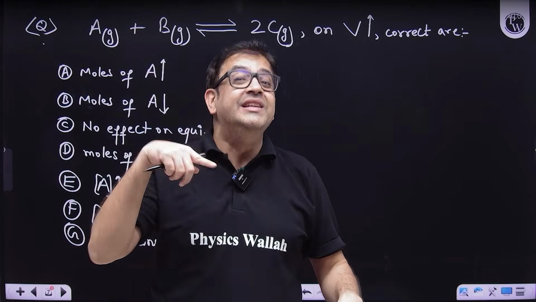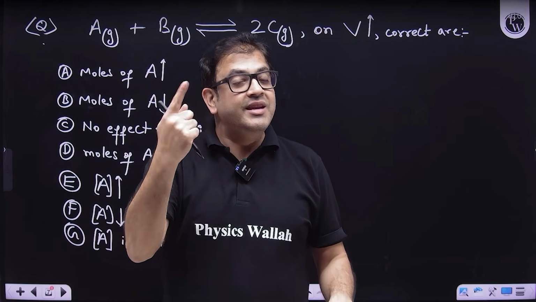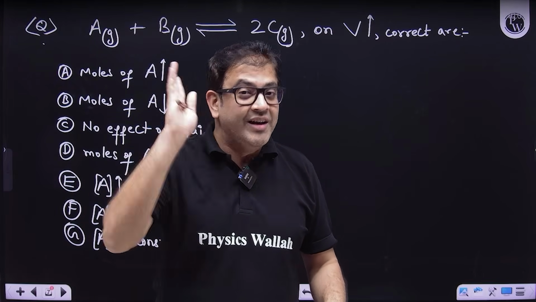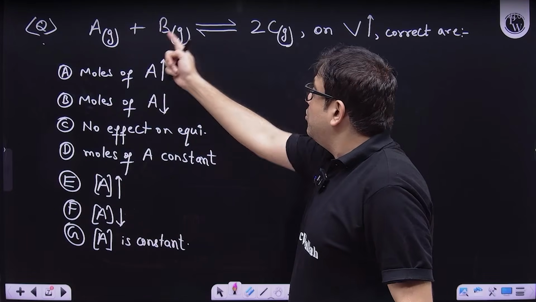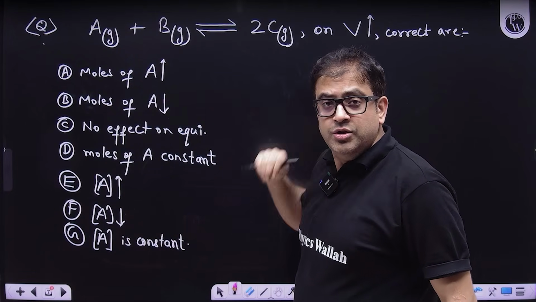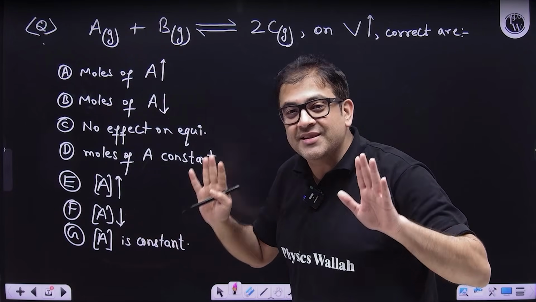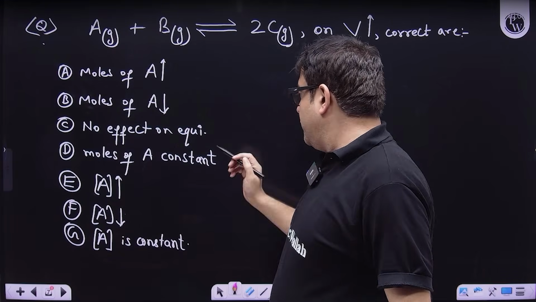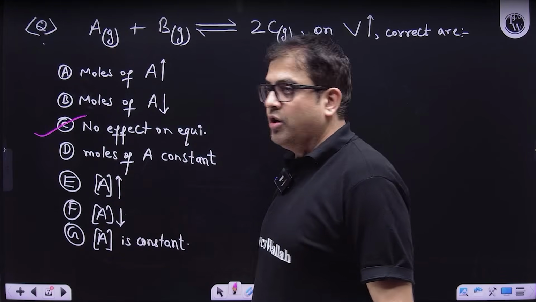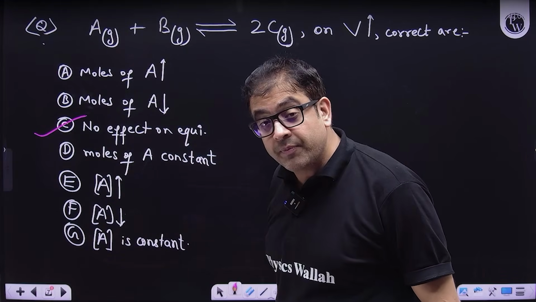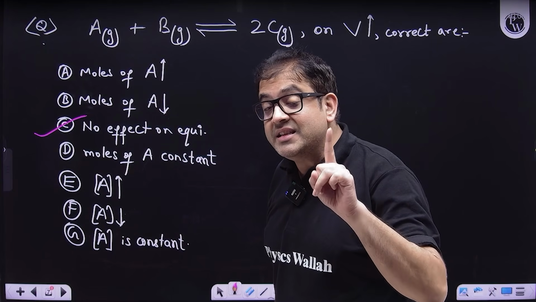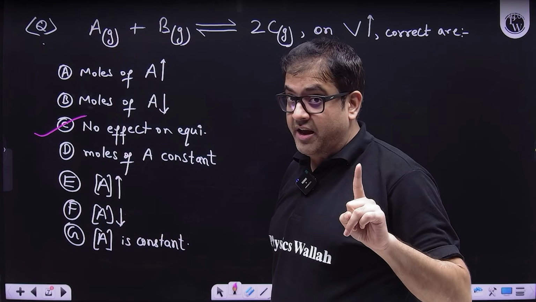So I'll try to increase it. In order to increase it, I'll shift in that direction where moles will increase. Which side will moles increase? Sir, delta Ng is 0. So equilibrium is unaffected. So what will you say? No effect on equilibrium. Perfect. The state of equilibrium is getting unaffected.